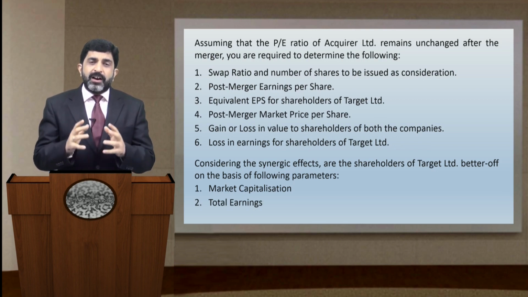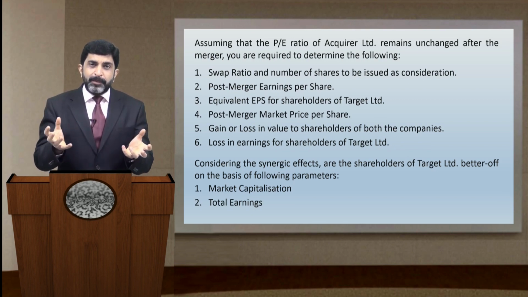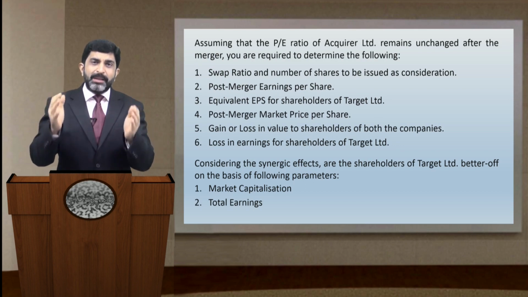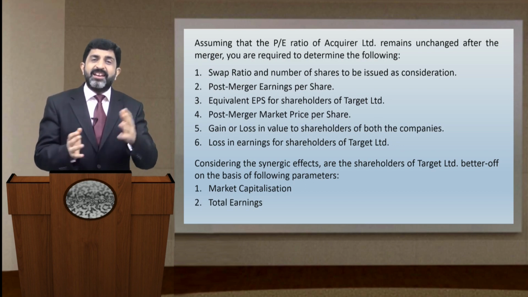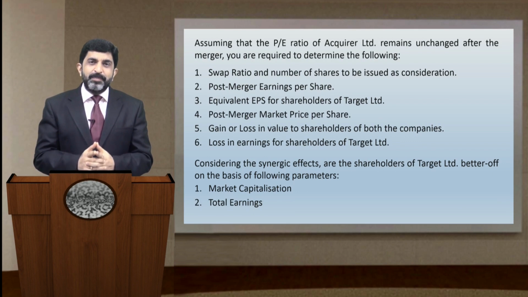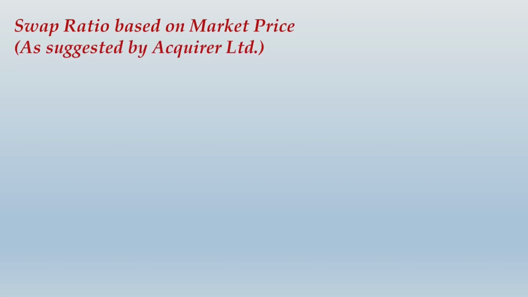So friends, other than these few points, this question has all the typical requirements that we have seen in other questions. So let us see how to present the solution. In the solution, we would first begin with the swap ratio based on market price that was suggested by the acquirer company, that is named as Acquirer Limited.